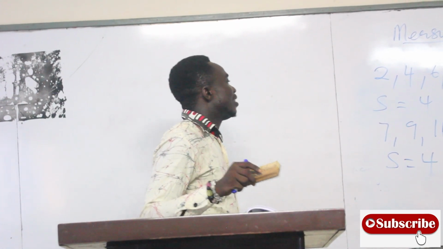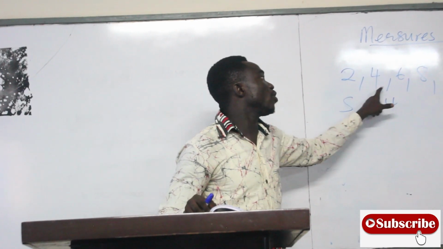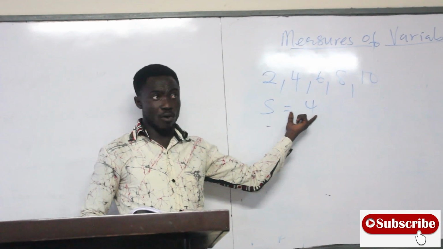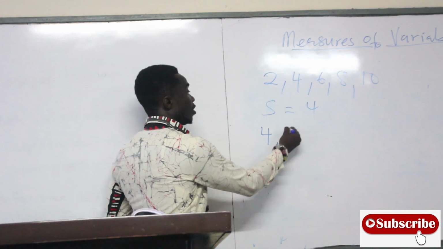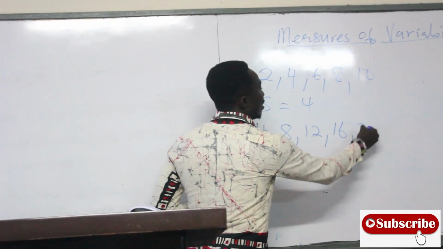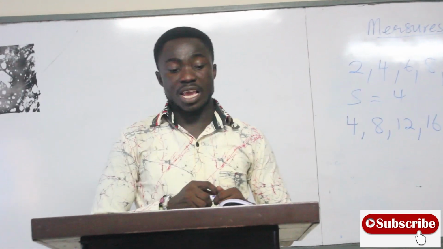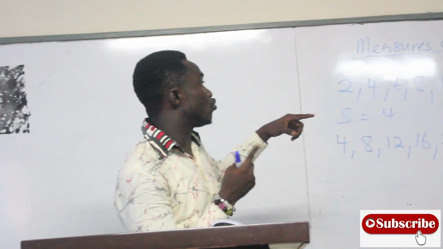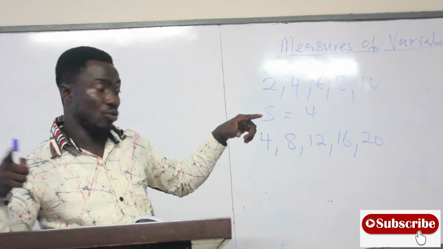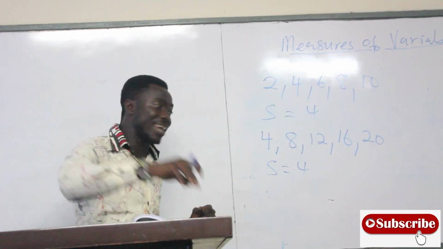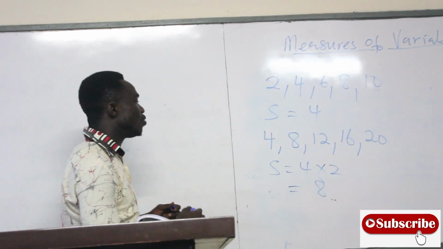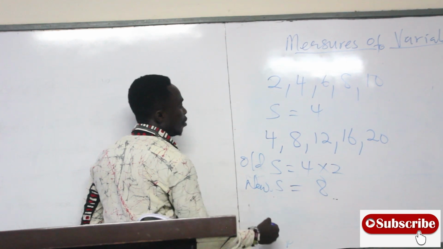Are we good? So for instance, let's assume scores 2, 4, 6, 8, 10, and let's assume our standard deviation is 4, and now we are multiplying these scores by 2. So what will be our new score? 4, 8, 12, 16, and 20. Now this is multiplication, and this is change of scale. So what we are saying is that the old standard deviation, because we are multiplying all the individual scores by 2, is 4. So we need to multiply the old standard deviation by the constant, which is 2. That gives us 8. So our new standard deviation will be 8.